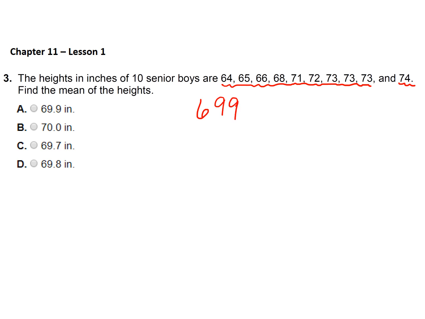We are told that there are 10 senior boys, and when we count the data points, there are in fact 10, so we're going to divide by 10. We know from 5th grade that when you divide by a power of 10, you simply move the decimal point to the left the number of times of the power. There's only one 0 here, so if the decimal point would be here in a whole number, I just have to move the decimal point over one time. So 699 divided by 10 is 69 9/10. That is answer choice A.